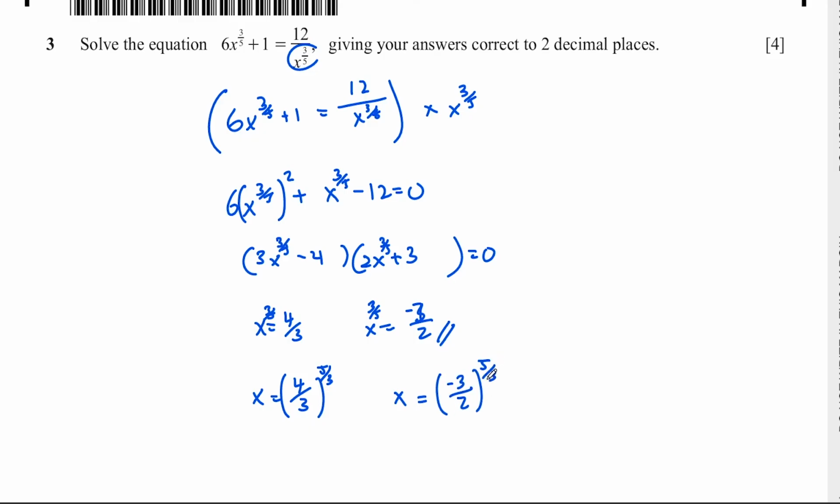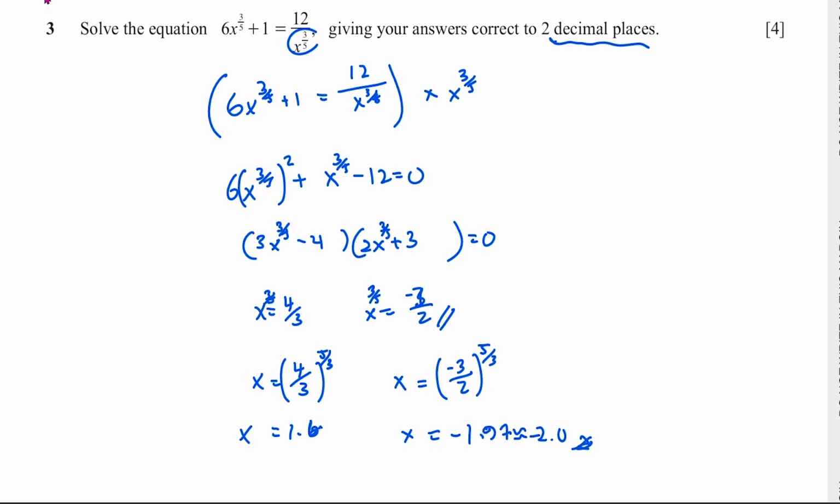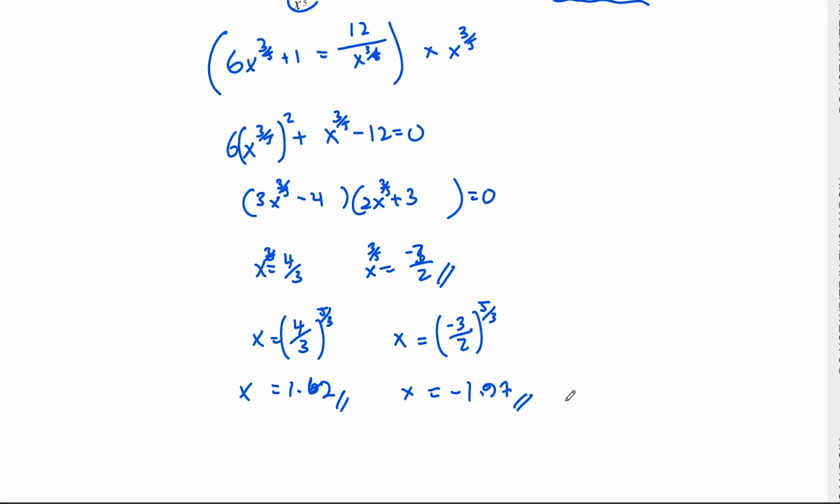Okay, this one actually you can just type in your calculator. We need to give it in 2 decimal places, so just type it into the calculator. Sorry, 2 decimal places, not 2 significant figures. Sorry, got that mixed up. So 2 decimal places, 1.97, and for the other there will be 1.62. Okay, so 2 answers, 2 decimal places.